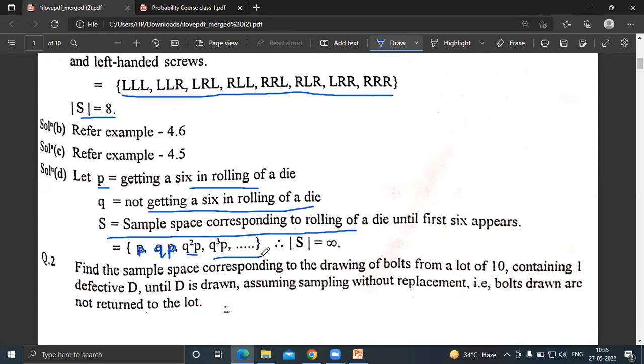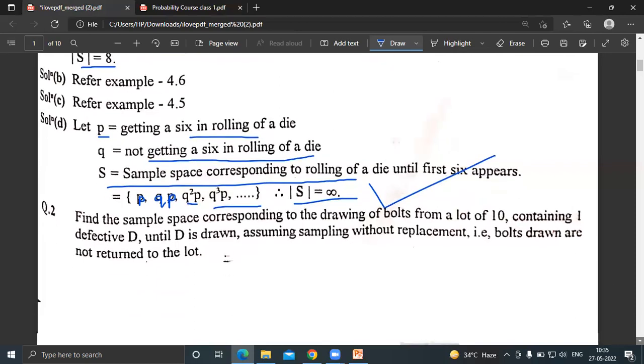But we don't know how many times the die is rolled. So in that case, the cardinality of S is infinity. If we roll that die 150 times, that means 149 times we do not get the 6, then at the 150th time maybe we will get 6. So we stop at the 150 case. Like this, an infinite number of cases arises. So we write the sample space in this way.